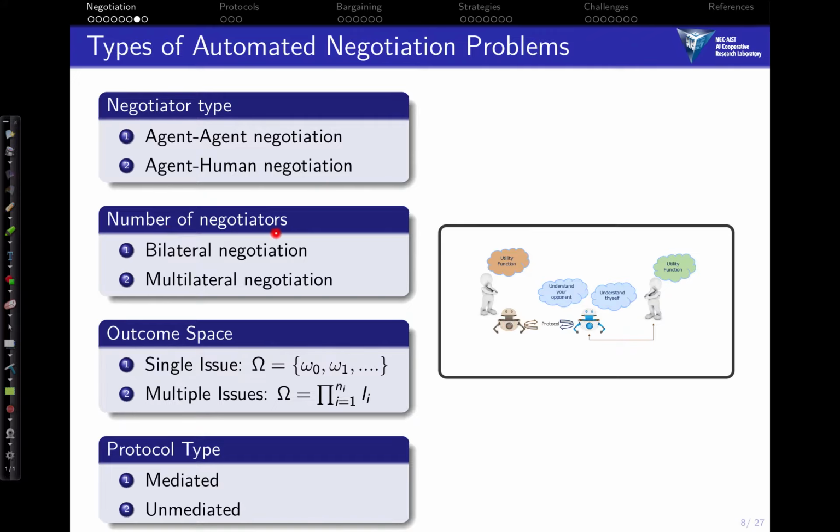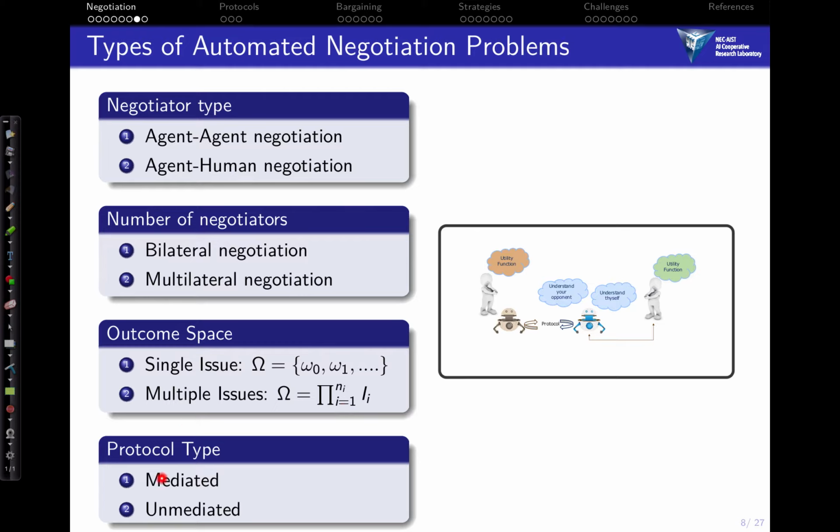The number of negotiators: we have bilateral negotiations and multilateral negotiations. The name is very clear. Bilateral negotiations between two agents and multilateral negotiations between more than two agents. And the outcome space, usually we speak about single issue outcome spaces. And single issue outcome spaces, in this case, we just have a set of outcomes that do not have internal structure. Or multiple issues negotiation spaces, in which we have some internal structure. We have a set of issues, and each outcome is a complete assignment to each one of these issues. Okay?